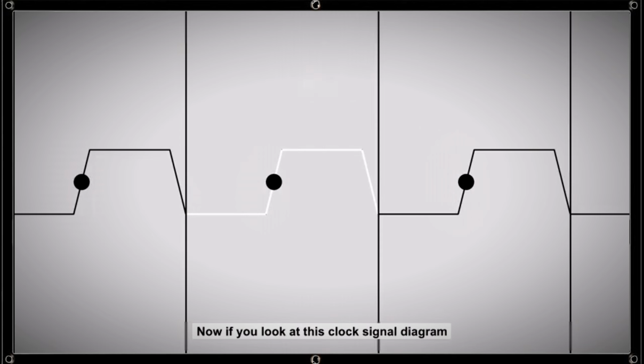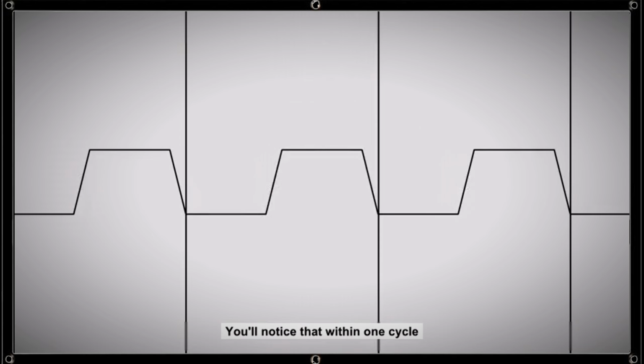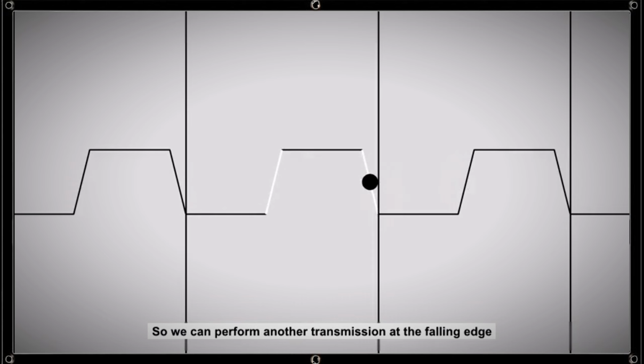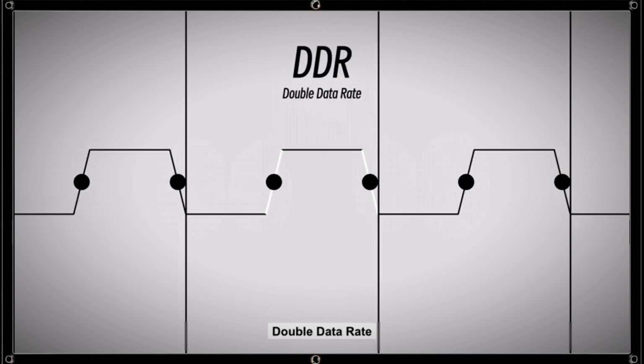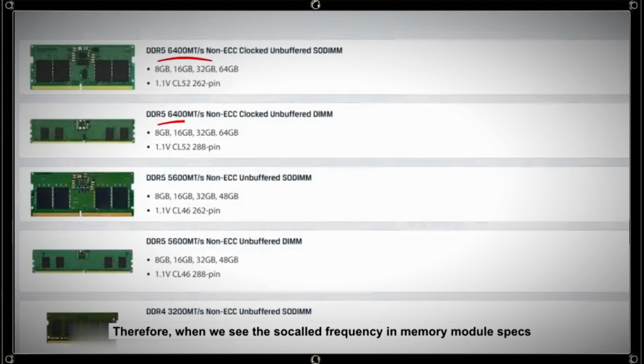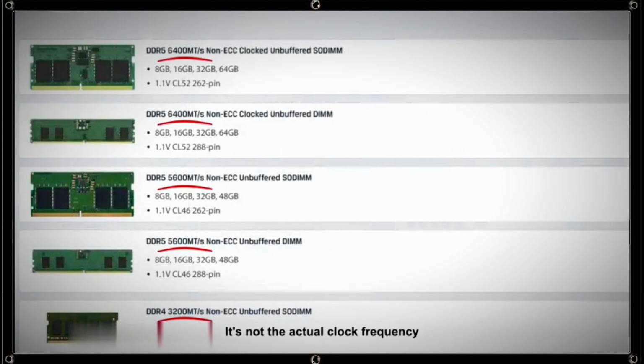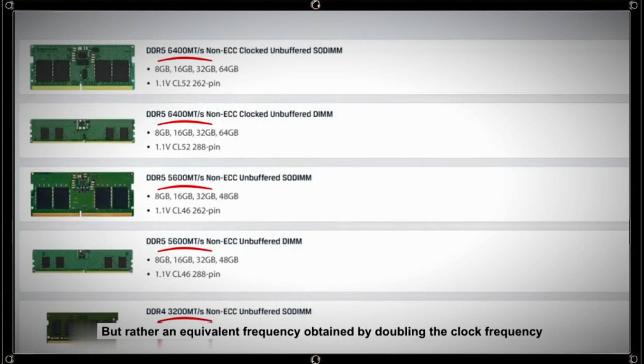This type of circuit is called SDR, single data rate. Now if you look at this clock signal diagram, you'll notice that within one cycle, there isn't just a rising edge, but also a falling edge, so we can perform another transmission at the falling edge. This way we achieve two transmissions per clock cycle. This type of circuit is called DDR, double data rate. That's right, the reason DDR memory is called DDR is precisely because it uses this technology that performs two data transfers per clock cycle. Therefore, when we see the so-called frequency in memory module specs, it's not the actual clock frequency, but the equivalent frequency obtained by doubling the clock frequency.